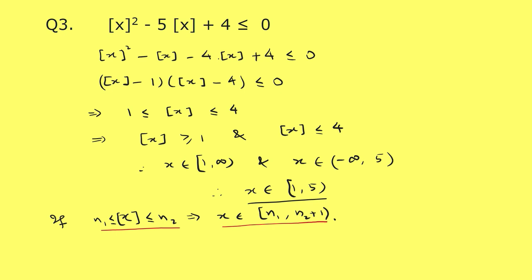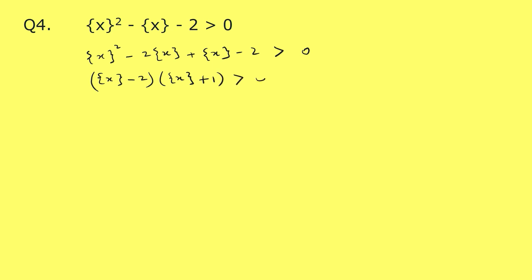So let's go over to the next question, which is question number 4. In question number 4, we can see we have fractional part x squared minus fractional part x minus 2 is greater than 0. Once again, splitting the middle term, we can get the two linear factors. We'll split the middle term like this. So you get the two factors as fractional part of x minus 2 and fractional part of x plus 1 greater than 0. Once again, using the wavy curve method, you get fractional part of x is either less than minus 1 or it is greater than 2.